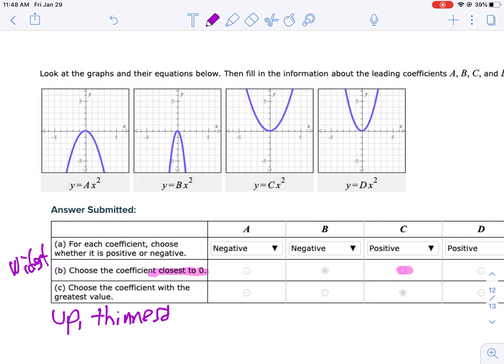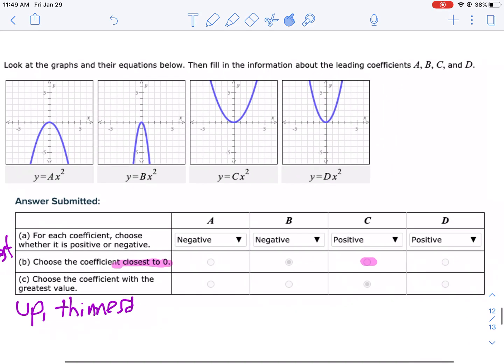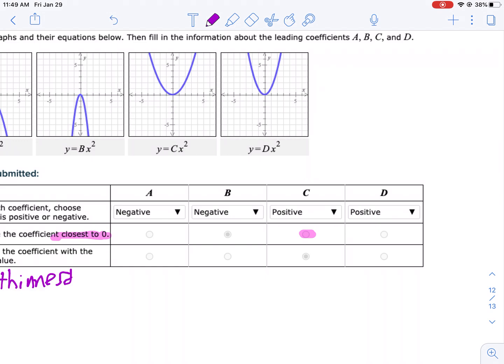So we're only looking at two choices here. Since it opens up, I'm choosing between C and D. Which one is wider? Well, I should say which one is narrower, because that's what we're looking for. Well, that would be choice D, wouldn't it? You had that one kind of backwards there.